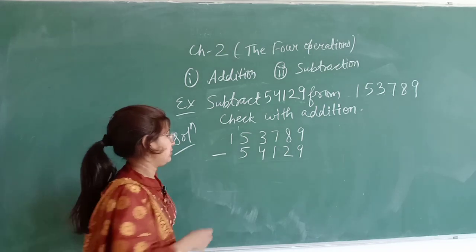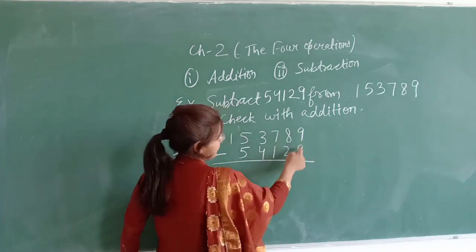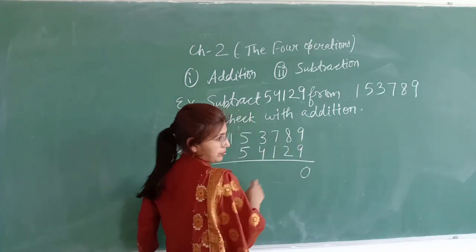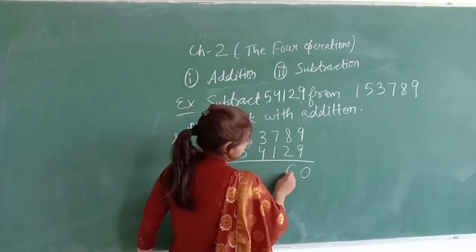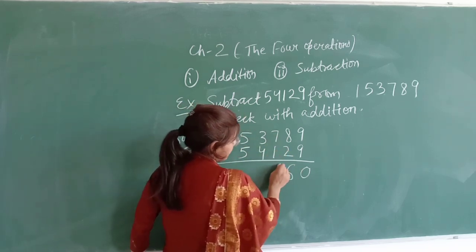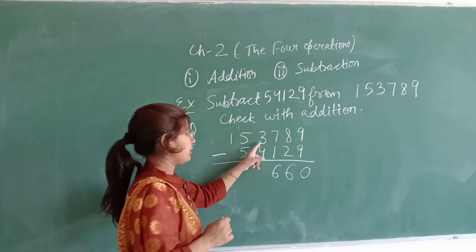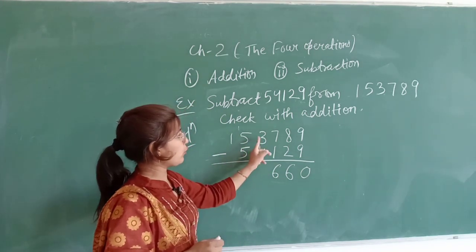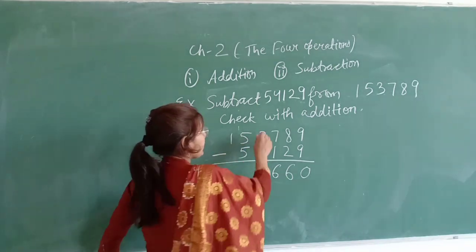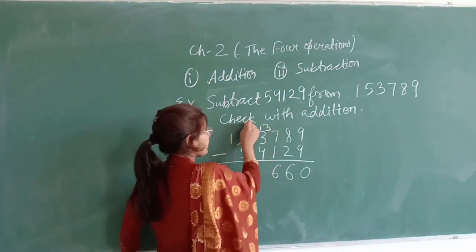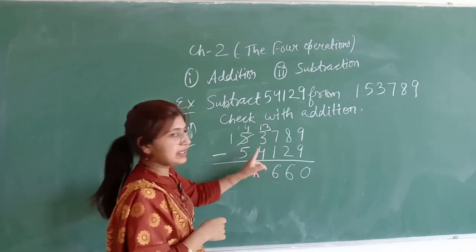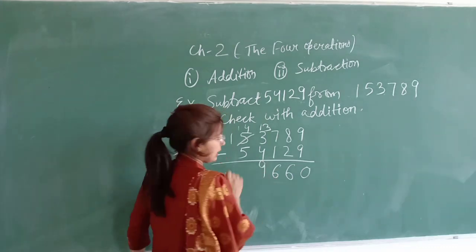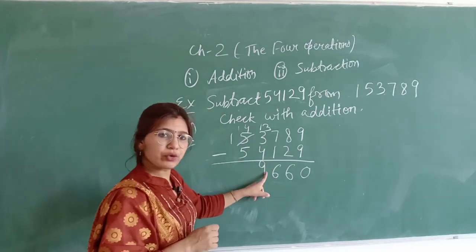Okay, now solve it. 9 minus 9 is 0, 8 minus 2 is 6, 7 minus 1 is again 6. See here, 4 and here is 3. So 3 will borrow from this 5. So it will become 13 and this will become 4. 13 minus 4 will give you 9.